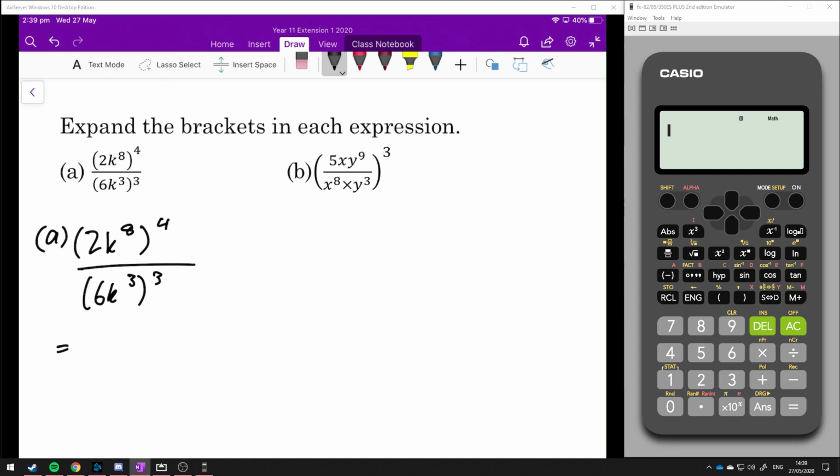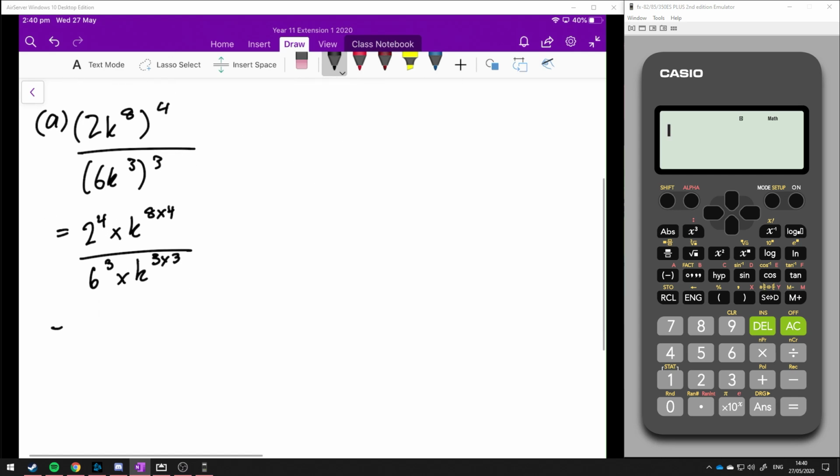So we've got a product of a product, power of a product. So it's 2 to the power of 4 times k to the power of 8 times 4 over 6 to the power of 3 times k to the power of 3 times 3. Continuing on, 2 to the power of 4, well it's 2, 4, 8, 16, so we get 16k to the power of 8 times 4, that's 32, divided by 6 to the power of 3. That's too hard for me, so I'm going to use my calculator. So 6 cubed equals 216, and that's k to the power of 9.